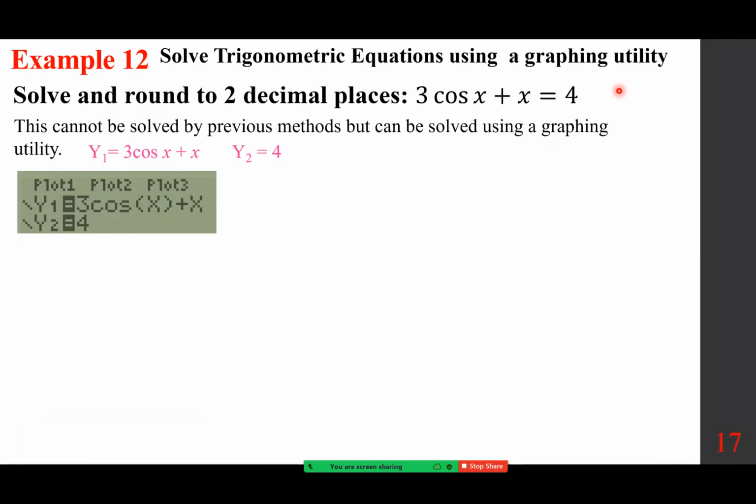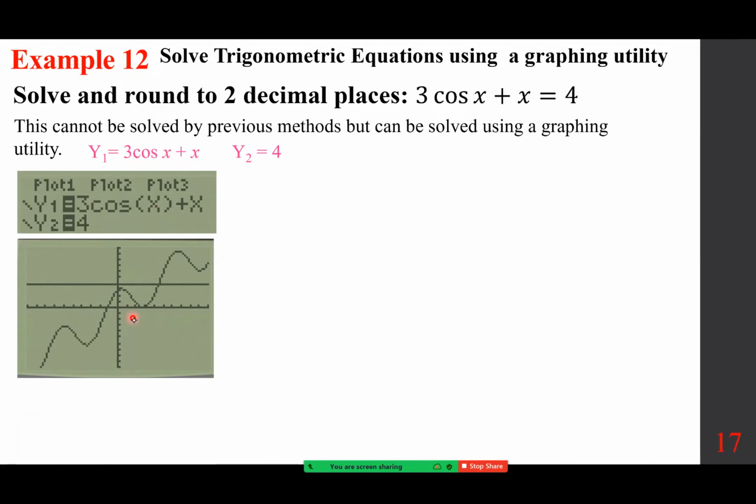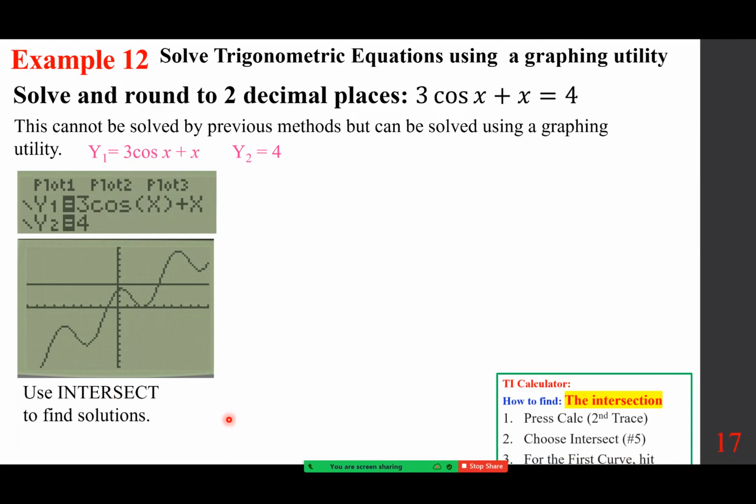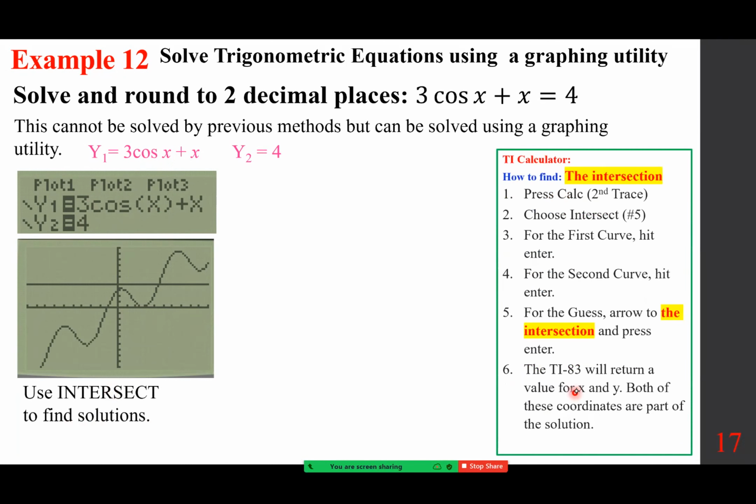So you graph it: 3 cosine x plus x, and then 4. If you graph it, it looks like this. And you want to use the intersect to find solutions. How do you find the intersect? I have the command here. You press second trace, choose intersect, which is number 5. For the first curve, hit enter. For the second curve, hit enter. For the guess, arrow to the intersection and press enter. The TI-83 will return a value for x and y. Both of these coordinates are part of the solution.